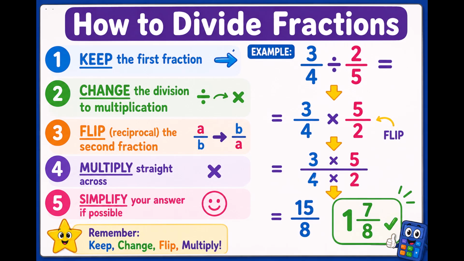Keep, change, flip, multiply. Simplify if you need to. Again, keep, change, flip, multiply. Simplify if you need to. Okay? So let's use the example 3/4 divided by 2/5.